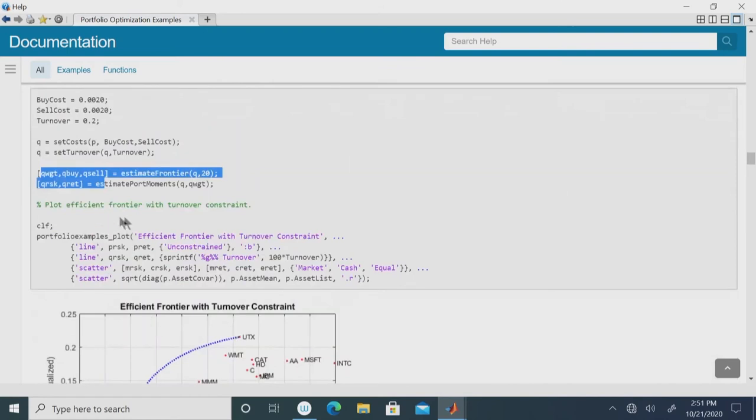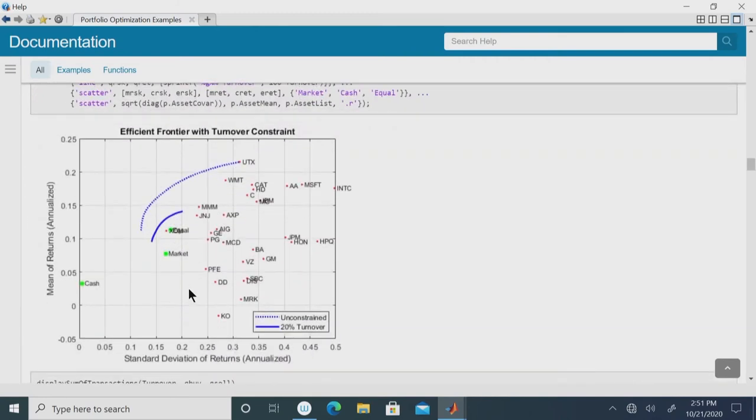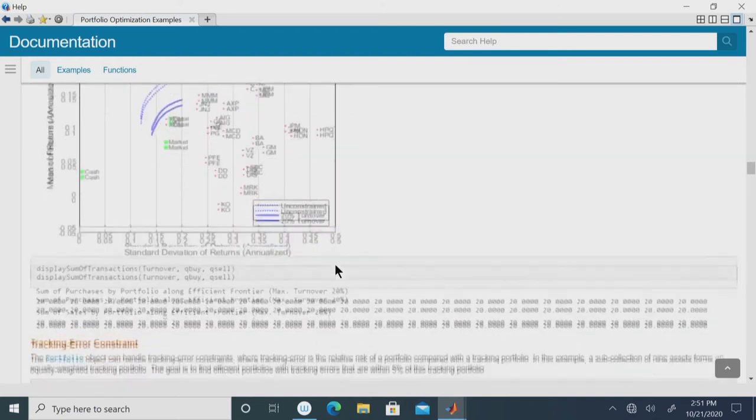So, once you have this, of course, again you will have a similar kind of efficient frontier. If you observe carefully, here we had this unconstrained efficient frontier, and here in this bold line we have the efficient frontier, which has accommodated for a maximum of 20% turnover.